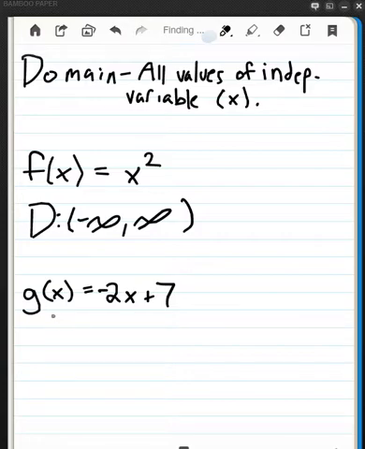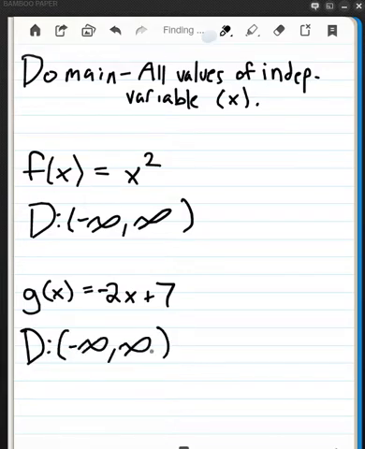All right, let's look at the next function. G of x equals negative 2x plus 7. So what are the values of x that we can multiply by negative 2 and then add 7 to? And the answer should be all of them. There's no number that we're not able to multiply by negative 2 and then add 7 to. So once again, my domain for this function is that x can be any real number between negative infinity and positive infinity.